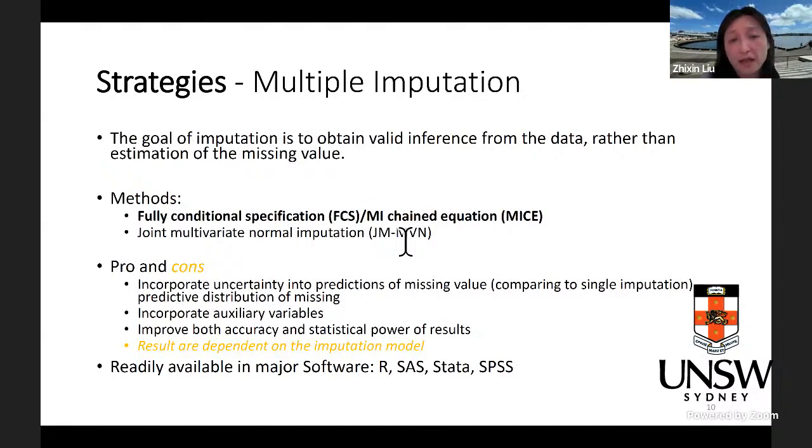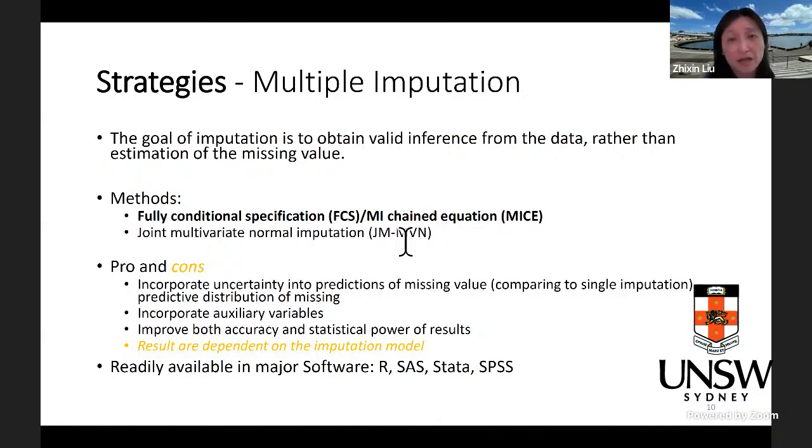But this disadvantage, I'll talk about reporting later: if we give a very detailed specification about what we did, the procedure, then I think this disadvantage is not really a big concern. And in the meantime, all models, even maximum likelihood based models, also depend on the model they used as well.